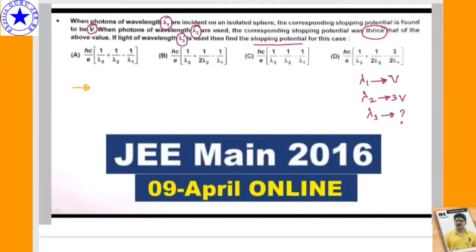So let me take the photoelectric equation here. First equation: hc by lambda 1 equals phi, that is nothing but the work function W plus e into V. For lambda 1, the stopping potential is V. This is equation number 1.